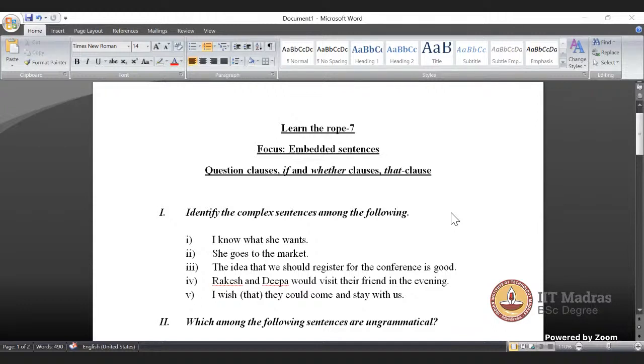Now, this is the first part of what you see on the top in the title there: question clauses, right? I know what she wants. So what she wants is the object of the verb know, and it's also a question clause. It looks like a question clause. But is the sentence itself a question? Is it an interrogative sentence? No, right? It is not an interrogative sentence.